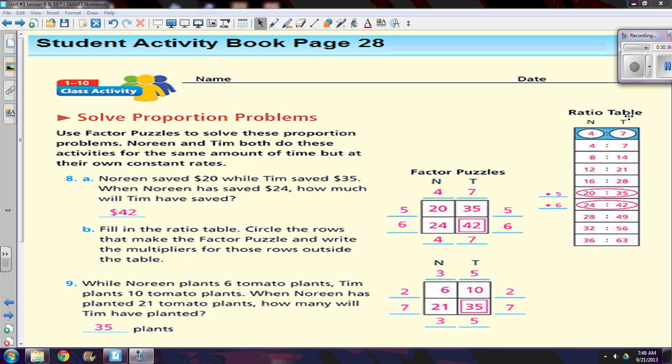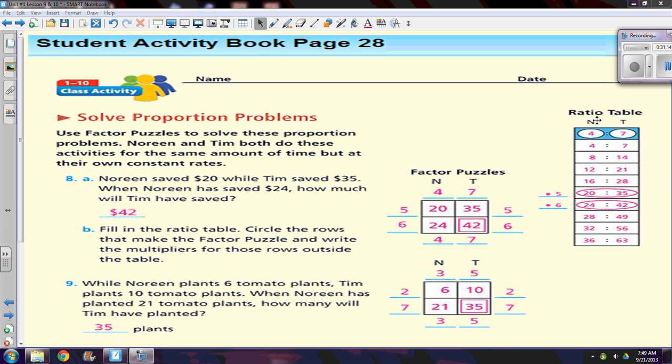Now over here on the ratio table, it's 4 to 7. That's your unit rate, 4 to 7. So you start out with 4 to 7. 8 to 14. 12 to 21. 16 to 28. Again, 7 plus 7 plus 7, or 7 times 2, 7 plus 7 plus 7, or 7 times 3. Then you get times 5. 4 times 5 gives you that 20. 7 times 5 gives you that 35.